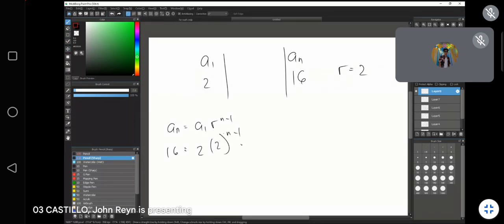The n we don't know, n minus 1. Then we'll transfer 2 here. So to remove 2, we divide it by 2. 16 divided by 2 would be 8. Then we have 2 to the n minus 1.